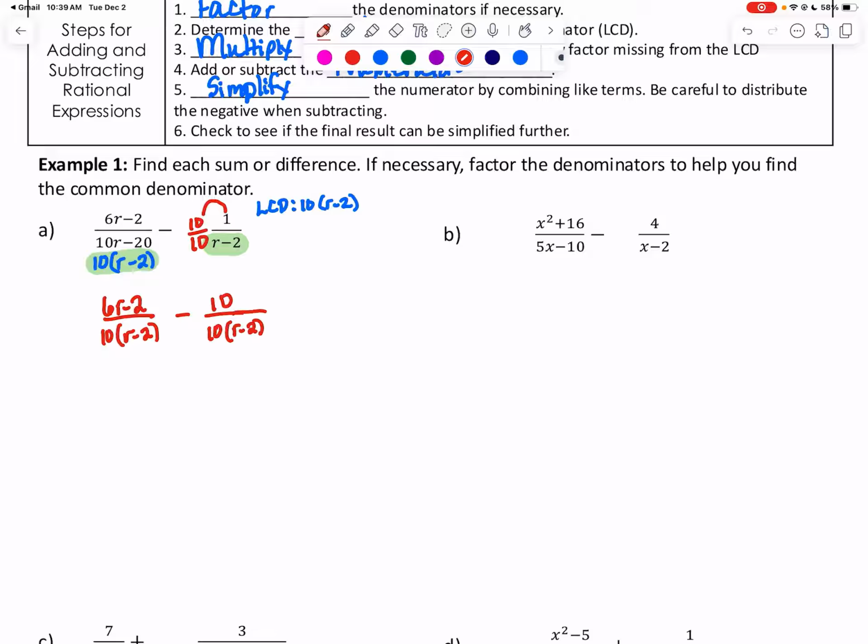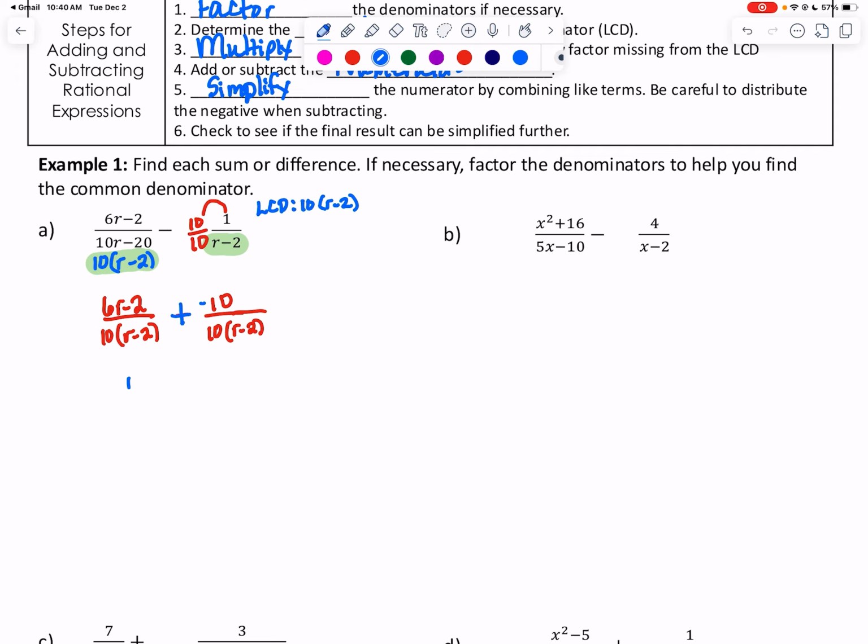Now, let me state again, always leave the denominator in factored form. Never multiply it out. It'll make it more complicated when we get to the final step. All right. Now, hopefully you remember that subtraction is the same thing as addition of the opposite. So I'm going to change this minus to an addition, and I'm just going to change the positive 10 to negative 10. Now we can combine like terms and write with a common denominator.